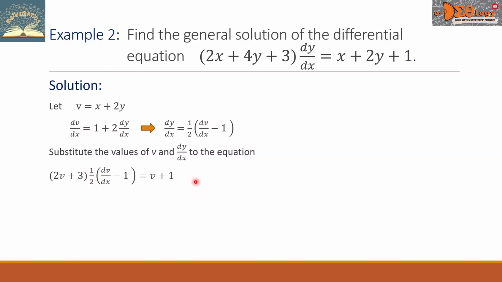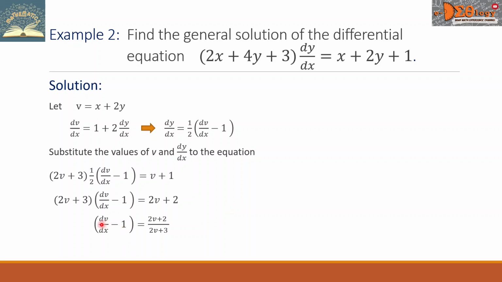Next thing to do is to simplify this equation by removing the fraction. We have a denominator of 2, so we multiply this equation by 2. So the resulting equation will be like this. Our next goal now is to isolate this dv over dx. It means let us divide this equation by 2v plus 3. So this is now the resulting equation.